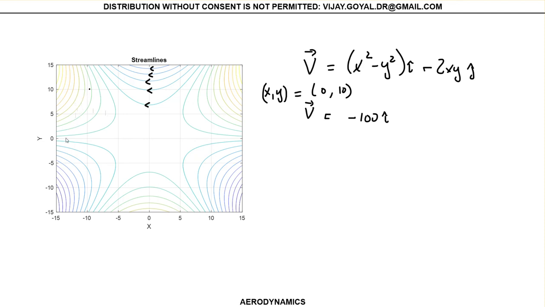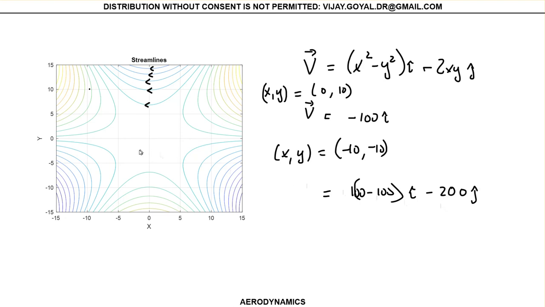Or you can choose another easy point, maybe minus 10, 10. So how about I choose the coordinate minus 10, comma, 10. And that would give you 100 minus 100, that gives you 0. Minus minus becomes positive. So this gives you 200j. So what this is saying is it's actually going upwards at that particular point, minus 10, 10. So it's saying this is going in this direction.